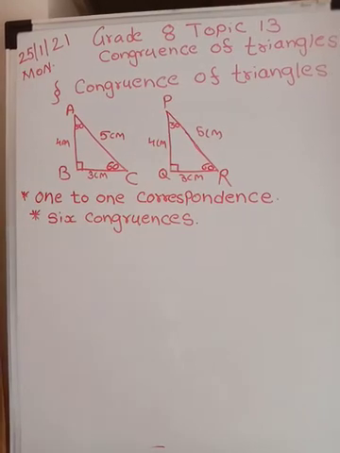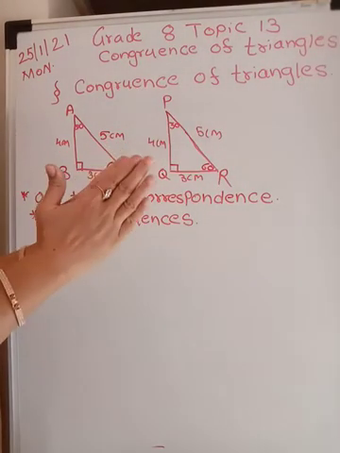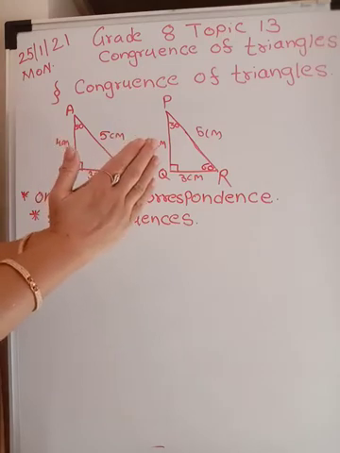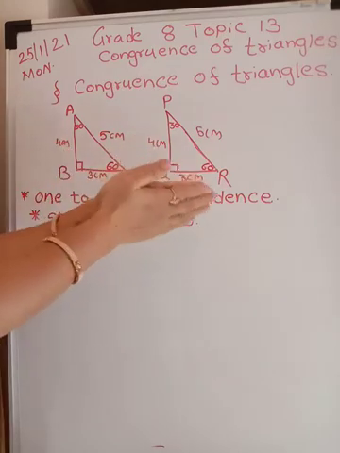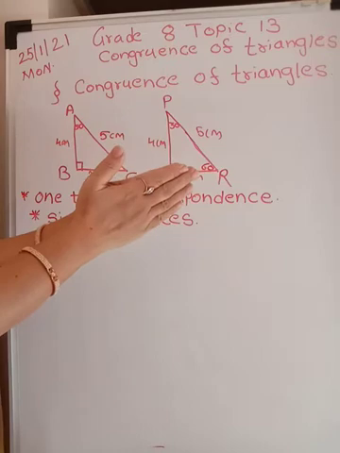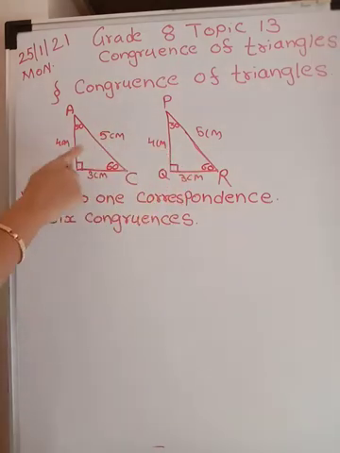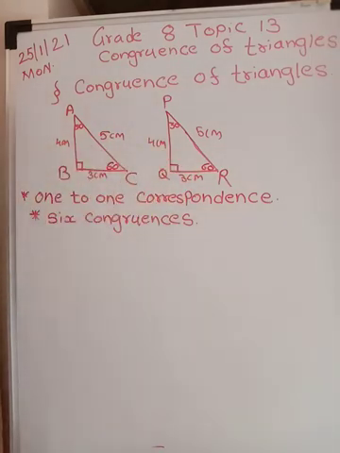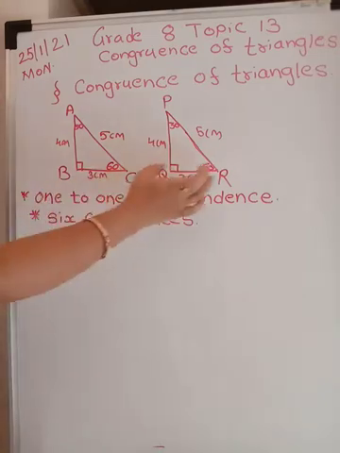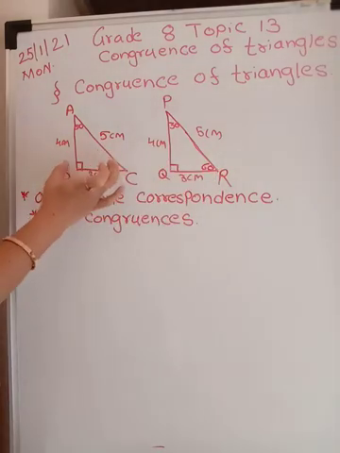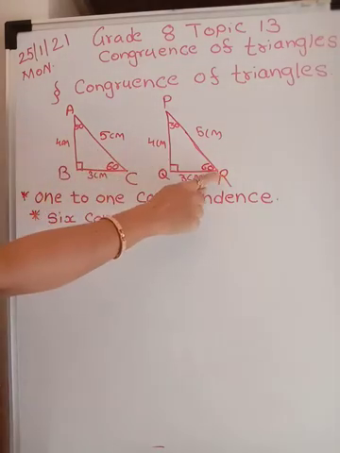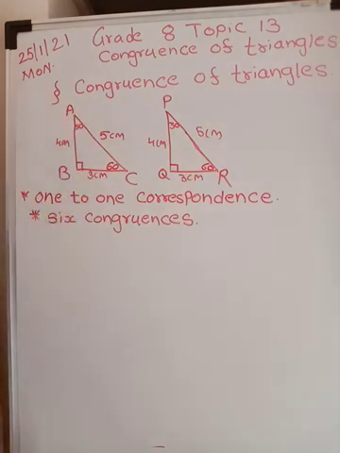What do you mean by exactly coinciding? See, for example, this is my hand and this is exactly coinciding with this. So I can say that these two are congruent to each other. Same is the case with these two triangles. If I pick up this triangle and put it over here, then these two will exactly fit on each other.